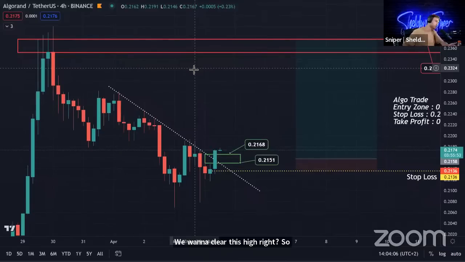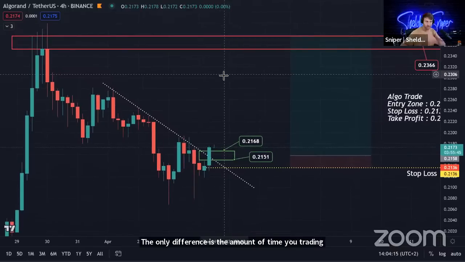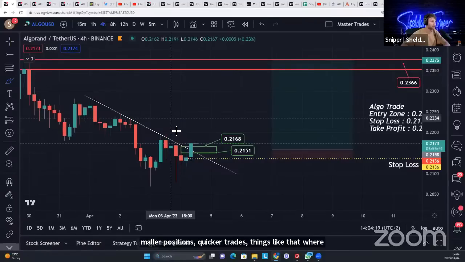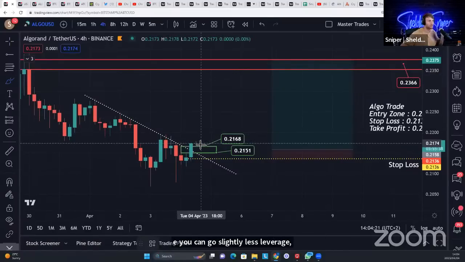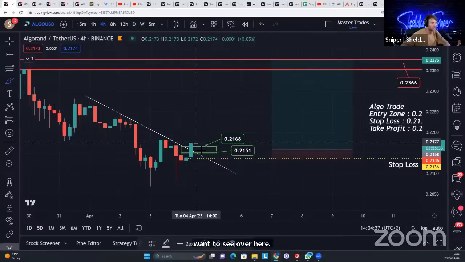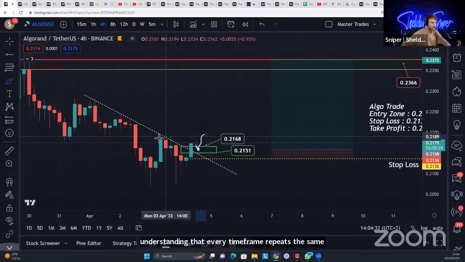So you go slightly more leveraged because it's smaller positions, quicker trades, things like that, where you can go slightly less leverage, bigger moves, right? But same thing works. Is basically what you want to see over here. And it's all about the practice and understanding that every time frame repeats the same method, repeats the same emotions. It's just on different time frames. But this comes down now, it retests or something like that, and then it decides to chase up there. It's very important that we get past this high, as he just said it now.